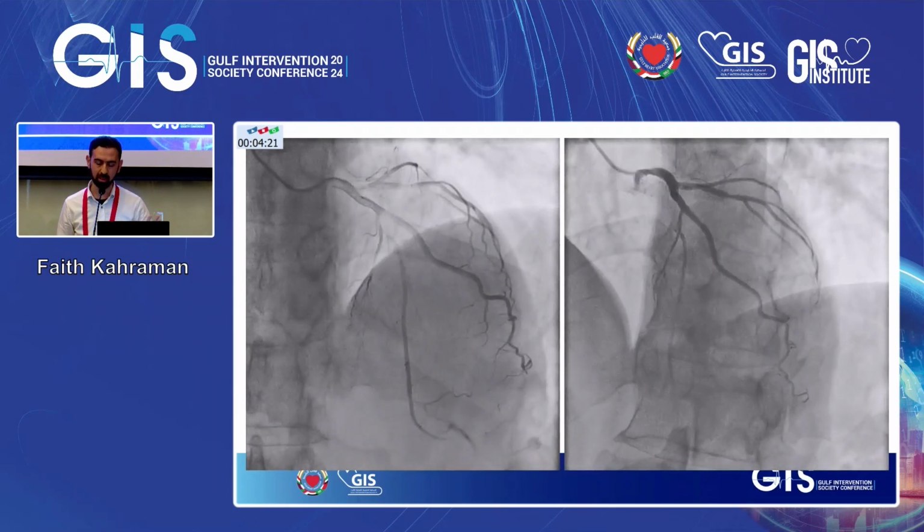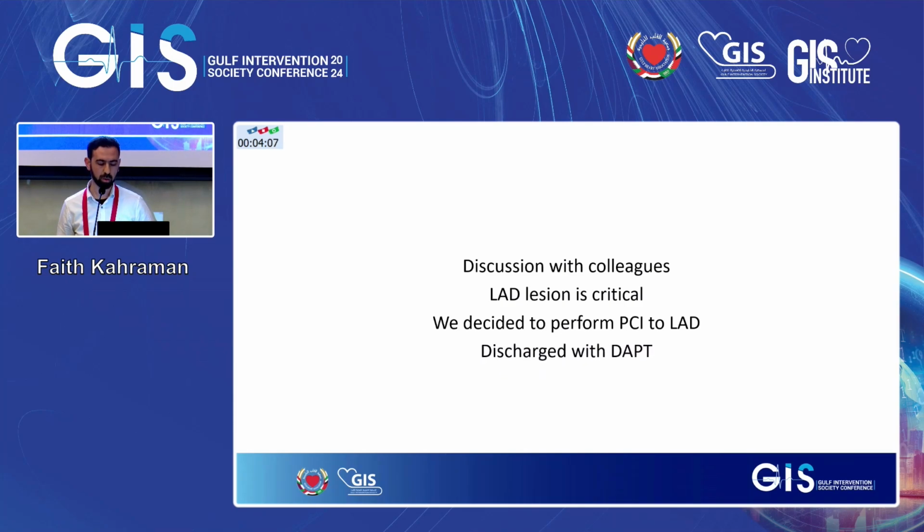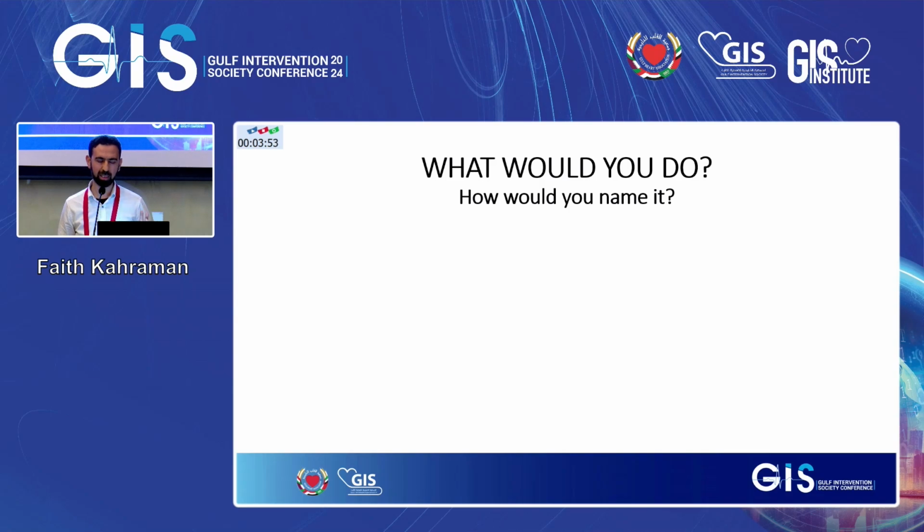The patient was very stable in follow-up, and we discussed the situation with our colleagues. We accepted that the LAD lesion is critical. We decided to perform PCI to the LAD, and we discharged the patient with dual antiplatelet therapy to be able to make our program, what kind of procedure should be done. A control angiogram and PCI were planned. A couple of weeks later, we did our control angiogram and planned our strategy.